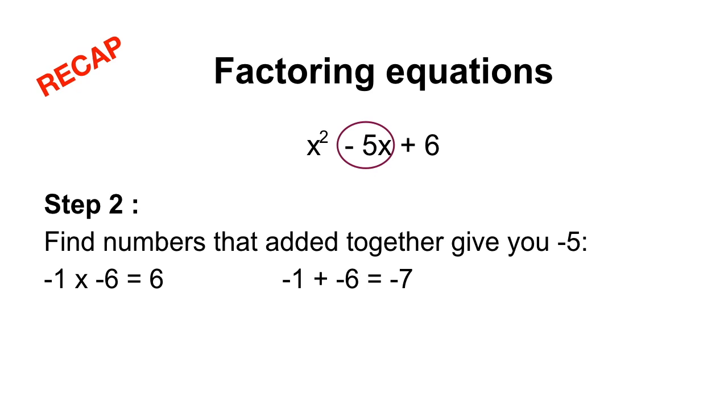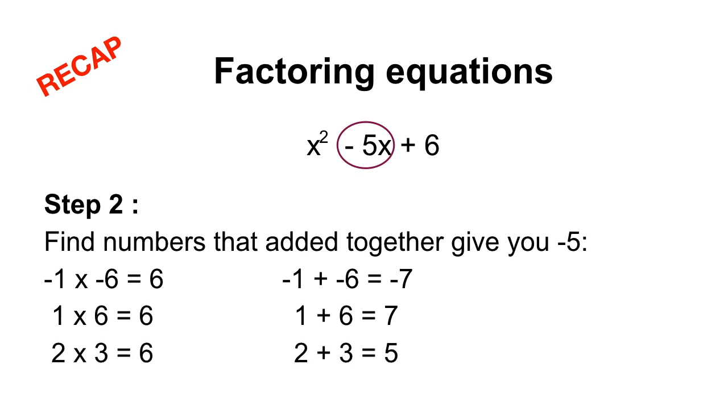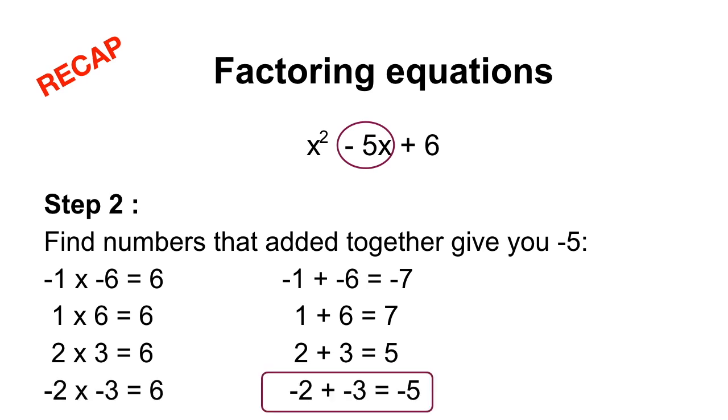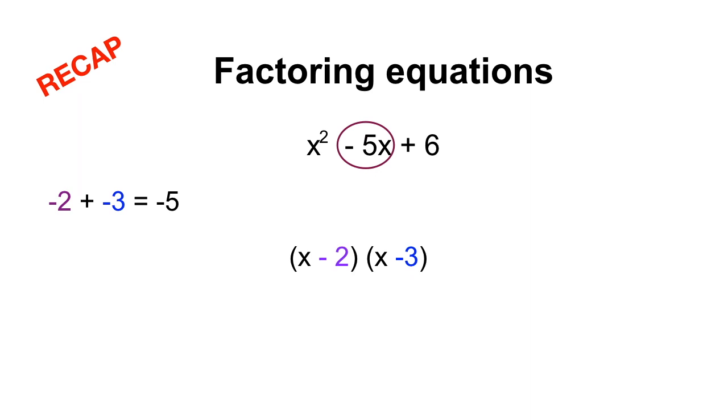Okay, so we said in the last example that minus 1 multiplied by minus 6 would give us 6. So if we add those two numbers together, they give us minus 7, so that's not the answer. If we do that for every single number, you notice that in the last one, minus 2 multiplied by minus 3 gives us 6. And minus 2 plus minus 3 gives us minus 5. Okay, so these two numbers are going to be the factors of our equation. Okay, so we would factor the equation like this.